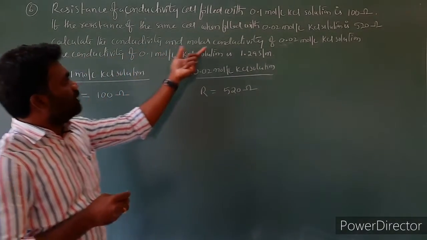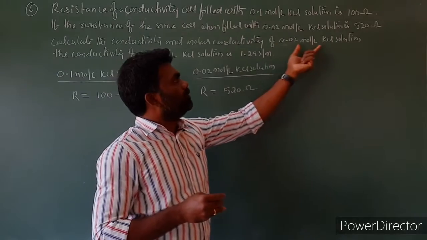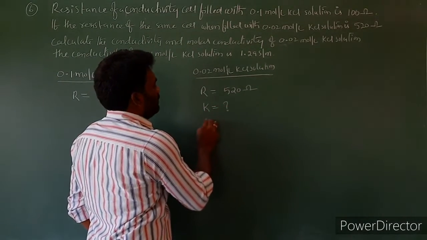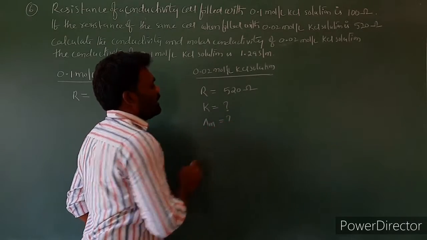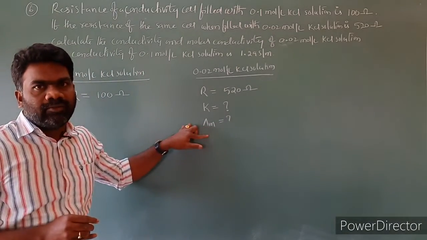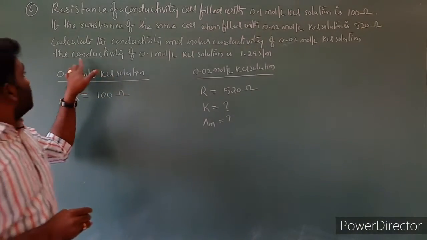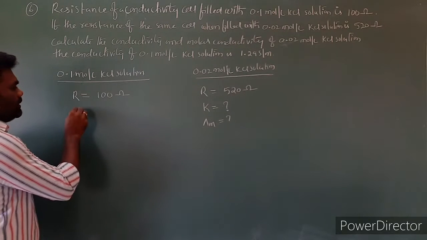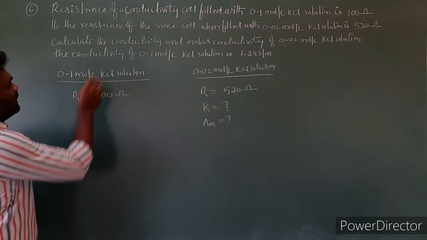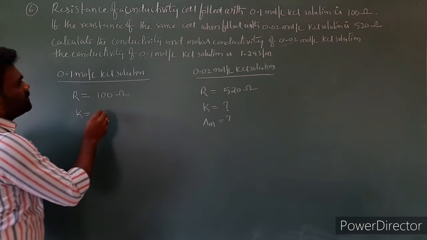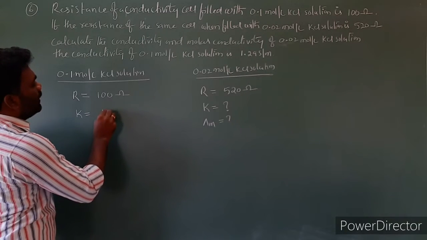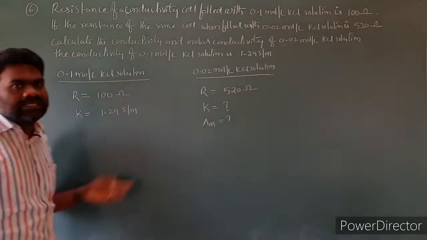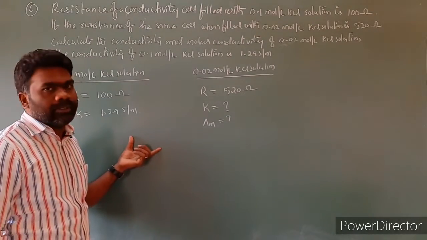Calculate the conductivity and molar conductivity of 0.02 mole per liter KCl solution. We have to calculate its conductivity and its molar conductivity. So K value we have to find out, lambda m value we have to find out. Then the conductivity of 0.1 mole per liter KCl solution is 1.29 Siemens per meter. So K is equal to 1.29 Siemens per meter. This is the data given in this problem.